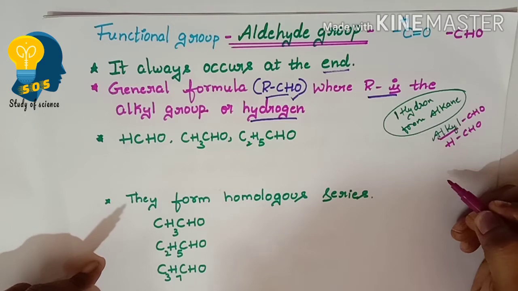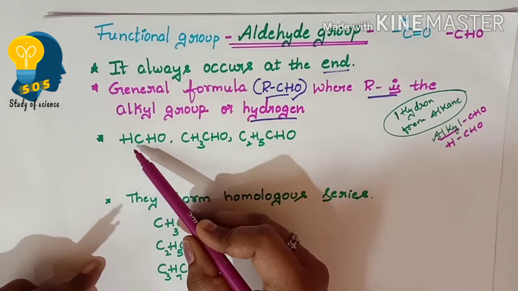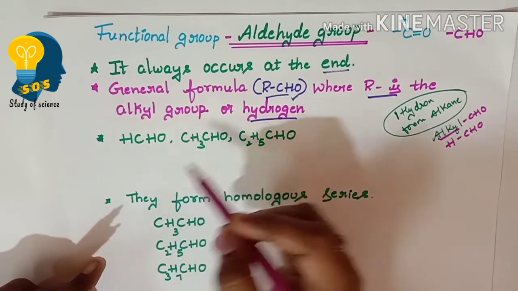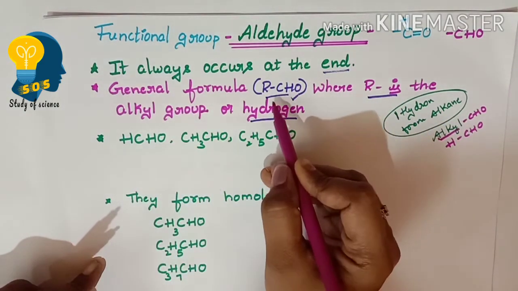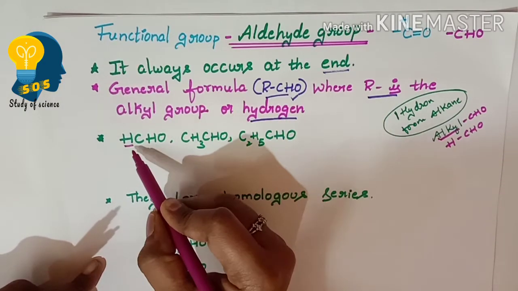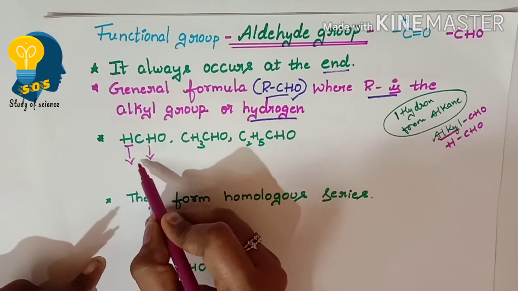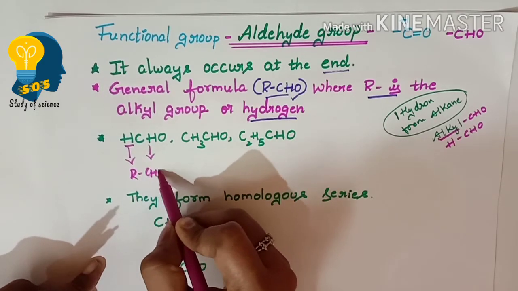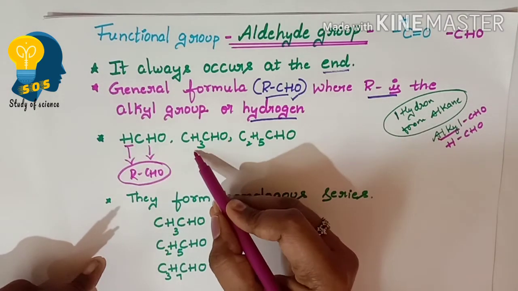So here are some of the examples for the aldehyde group. The first one is HCHO. As I told you, according to our formula RCHO, R is the alkyl or hydrogen. So here it is hydrogen, and this is the aldehyde. So this is according to RCHO, that is the general formula. The next formula is CH3CHO.